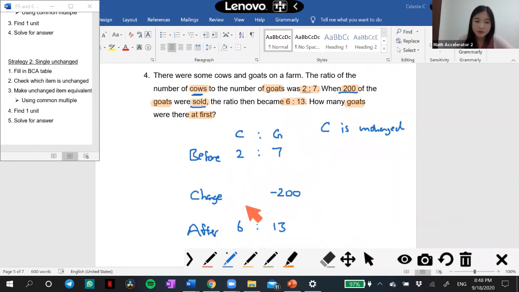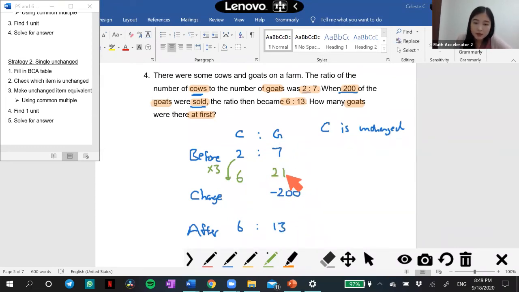It must be the same, but it doesn't look the same right now. You have 2 and 6. So we can change this 2 to 6 times 3. So that is now equivalent. Right, so times throughout the entire set of the ratio. Okay, 3 times 7, 21. Now that it is equivalent, we can compare.